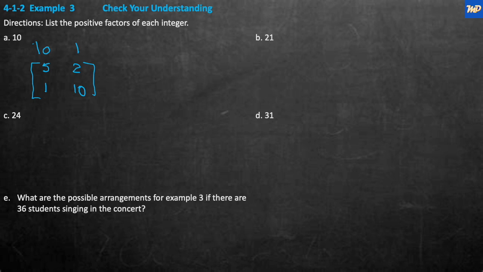Let's try 21. So we have a 21 and a 1. Well, is 21 divisible by 2? Nope, it's not an even number. 1 is not even. How about is it divisible by 3?